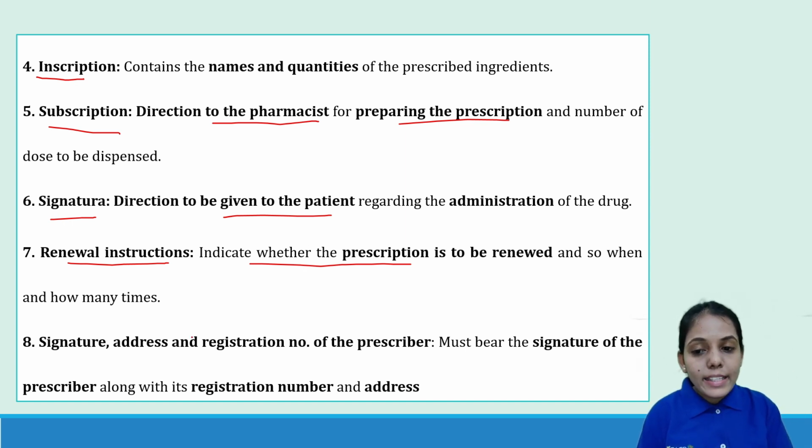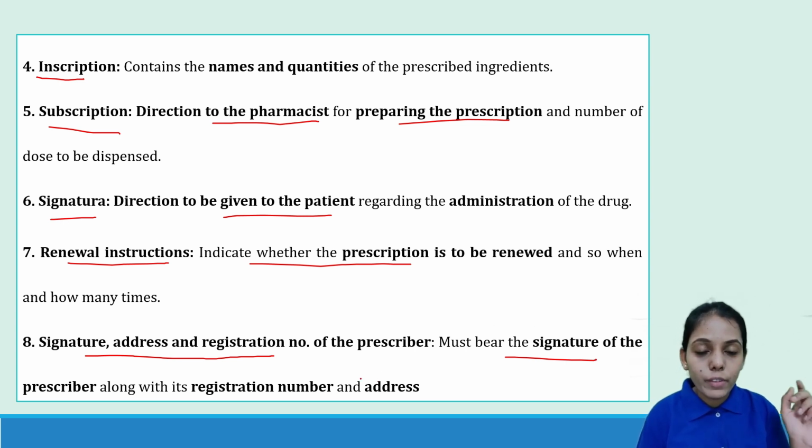Next is the signature. The last point is about the entire details of the RMP, that is the registered medical practitioner. So signature, address and registration number of the prescriber. Prescriber means the one who is writing down the prescription. It must bear the signature of the prescriber along with the registration number and address of the prescriber.